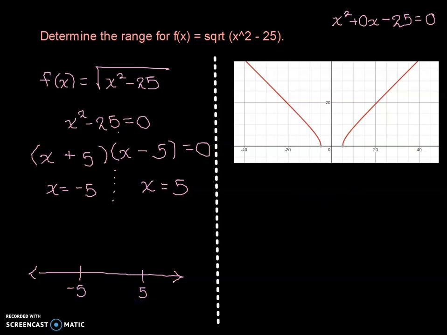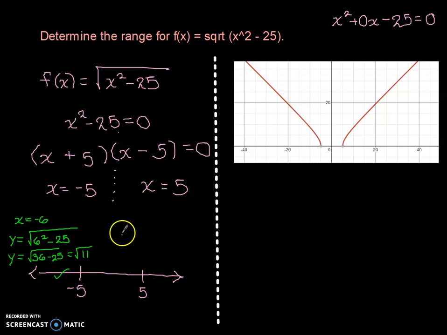All right, so just like we did for domain, I'm going to test out a number to the left of -5. So let's say I test out -6, just to kind of make it simple here. And to find the y value, again, you just replace that x with -6, and I'll get the square root of 6 squared minus 25. So I get the square root of 36 minus 25, which is the square root of 11. Doesn't have to be pretty, but it works.